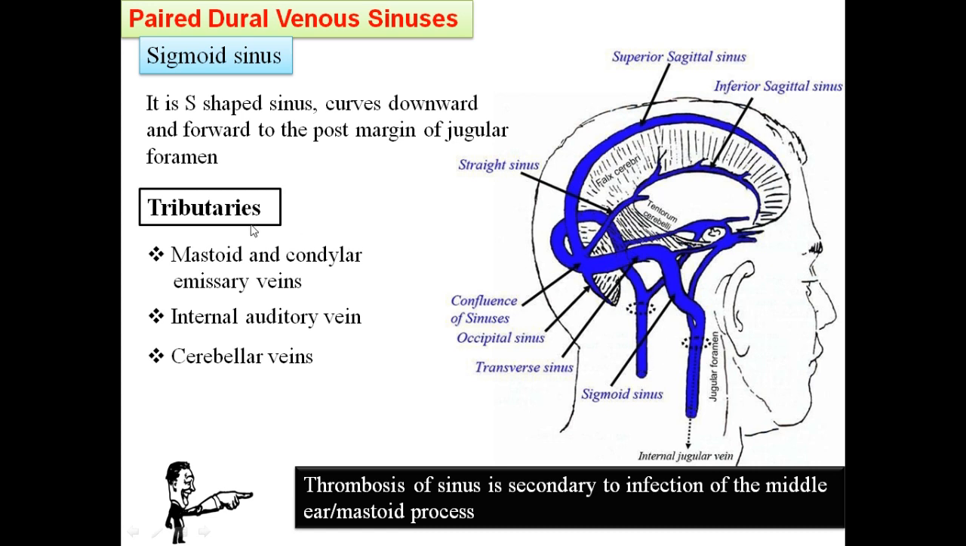The tributaries of the sigmoid sinus are mastoid and condylar emissary veins, internal auditory vein, and cerebellar veins. Thrombosis of the sigmoid sinus is indicated by secondary infection of the middle ear and mastoid process.